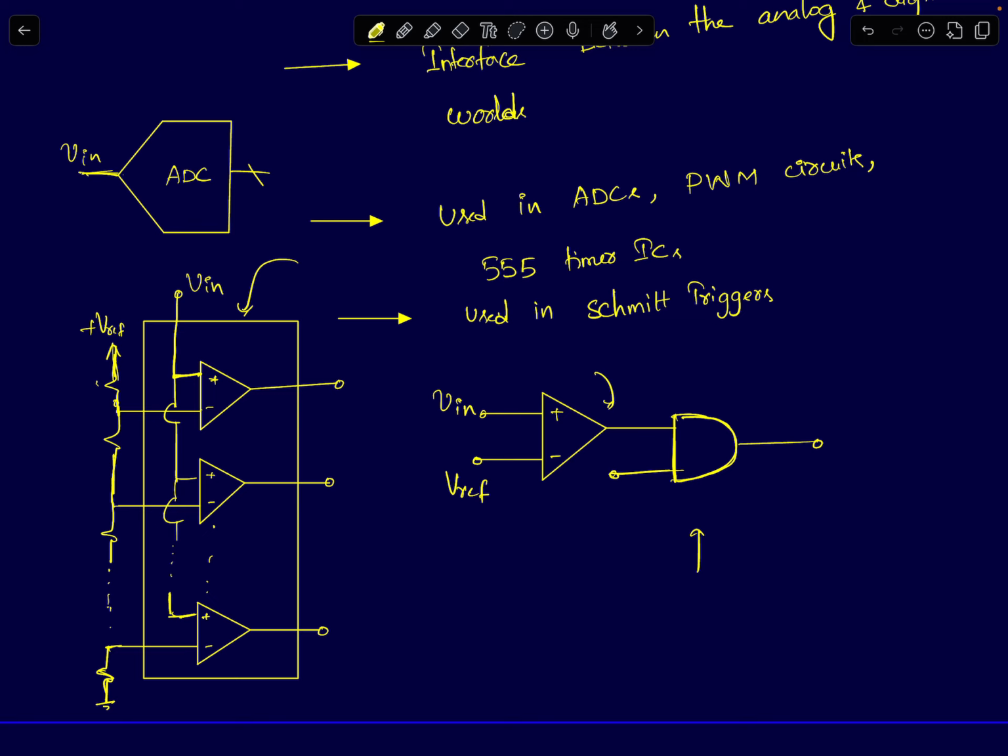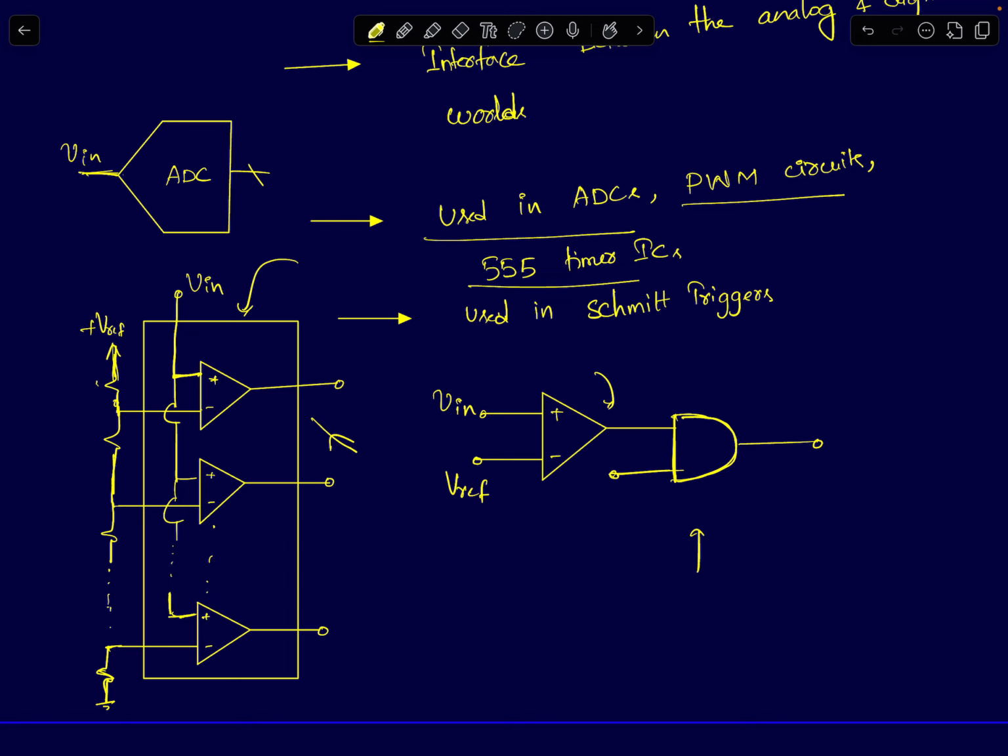Now, applications of comparators. Where do you find these comparators? Comparators are widely used in analog to digital converter circuits. ADCs by definition are the interface between the analog and the digital world. Therefore, it's not surprising that you should find comparators as building blocks of these ADCs. Other than that, you will also find comparators in mixed signal circuits like pulse width modulation circuits. If you're not aware of what PWM circuits are, it's entirely fine. We'll talk about that at a later stage.